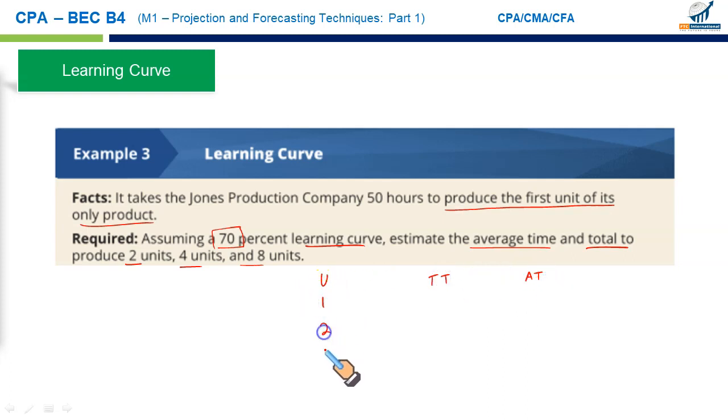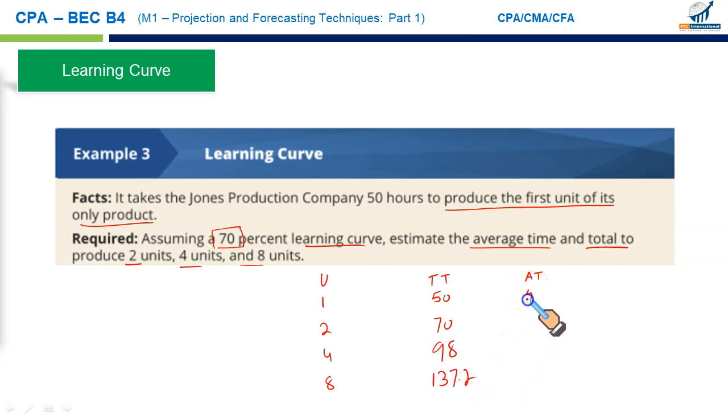When first, second, fourth, and 8th units are produced, the total time for the first was 50. When the output was doubled, your time should double from 50 to 100, but we are on 70% learning curve, 70% of 100 is going to be 70. When the output is doubled from 2 to 4, the time should double to 140, but since we are on learning curve, it's going to be 70% of 140, 98. Output is doubled from 4 to 8. The time should double from 98 to 196, but it will be 70% of 196, so it's going to be 137.2.